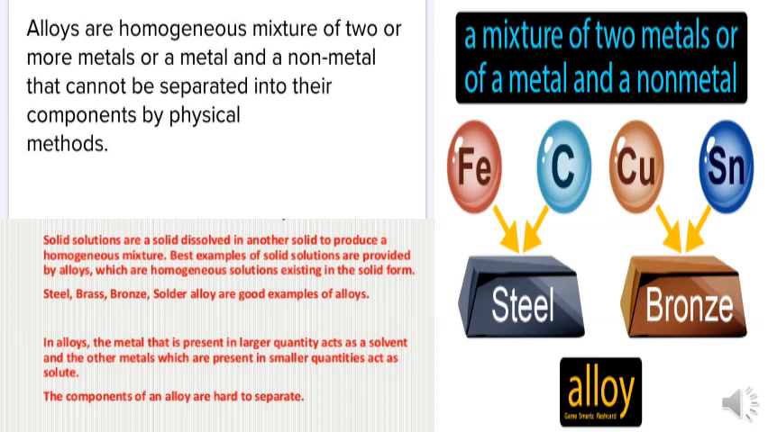In alloys, the metal that is present in large quantity acts as a solvent, and the other metals which are present in smaller quantities act as a solute. The components of an alloy are hard to separate. Example: brass is an alloy of copper and zinc, bronze is an alloy of copper and tin, steel is an alloy of iron and carbon.